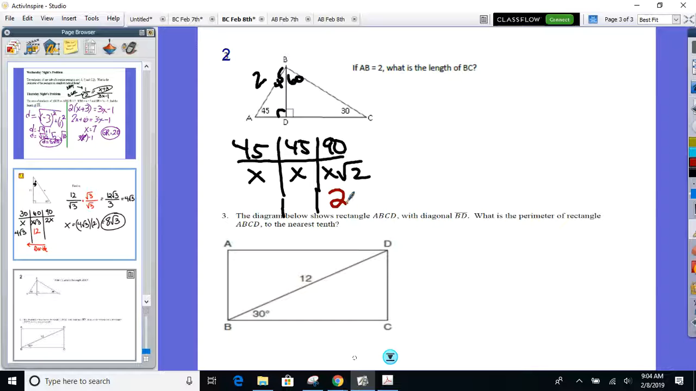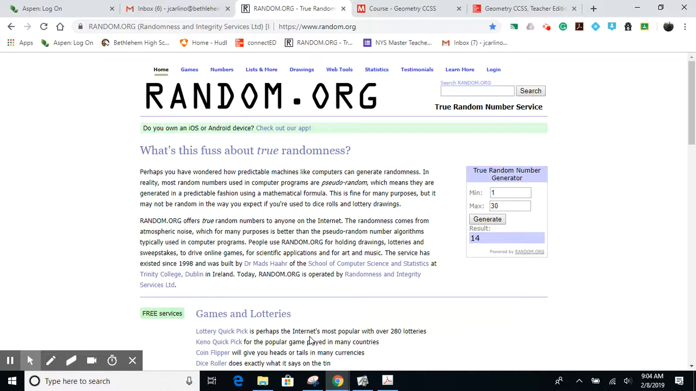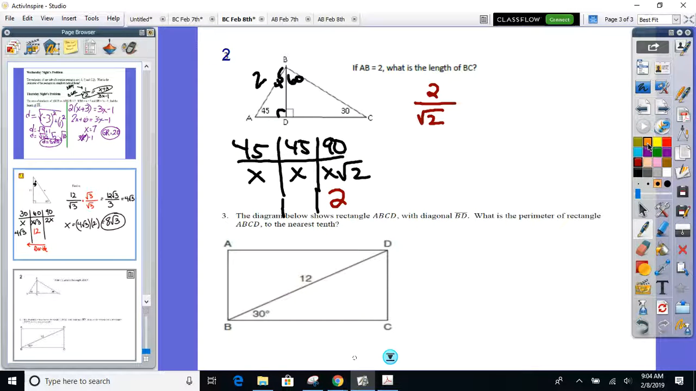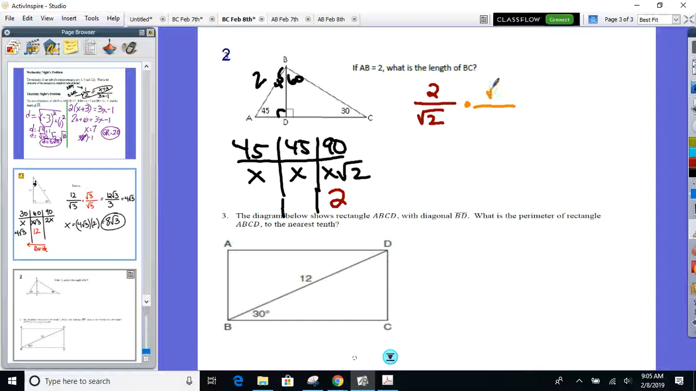Divide, but in this case, not by radical 3. I want to divide by radical 2. So 2 over, that's a no-no. What do I have to multiply top and bottom by here? I want to get the radical 2 out of there. How? By what? Radical 2.